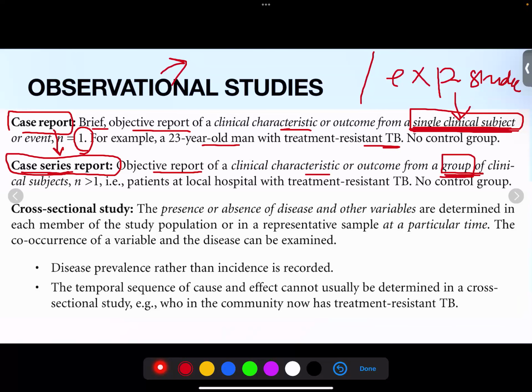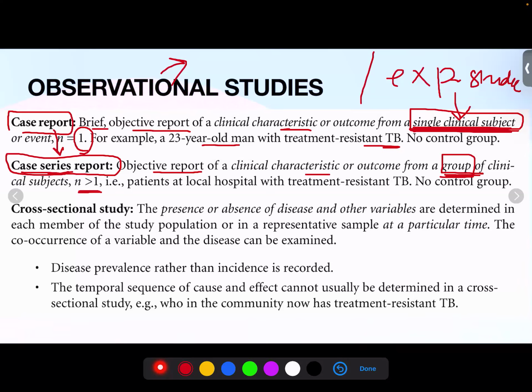Case report, case series report. So a group of subjects, you are seeing that disease in multiple patients. You are just combining all the data of those patients. So that is actually a case series report. So here more than one patient would be present.